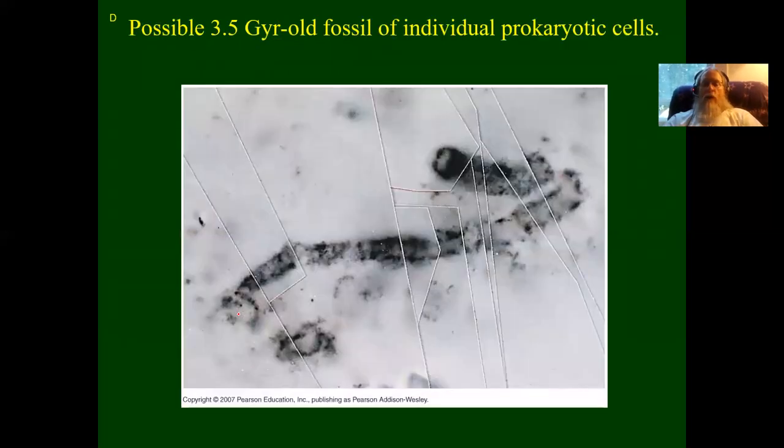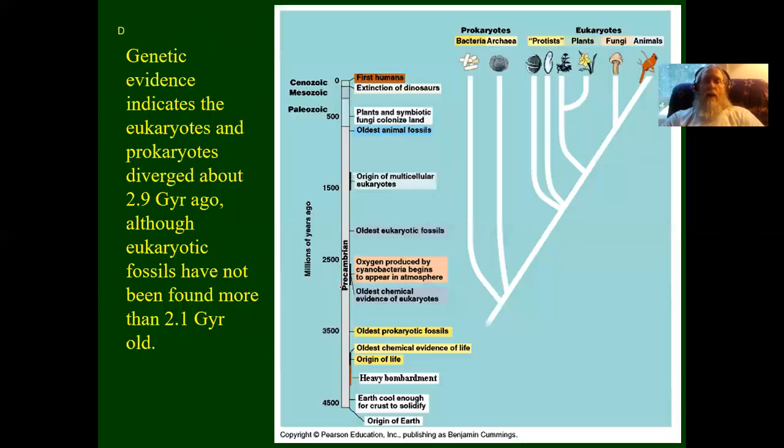Now, individual microbes, because they're really small and soft and squishy, don't fossilize easily, but they occasionally do. And here's an example of what looks like a string of several prokaryotic cells, if that is indeed what they are.